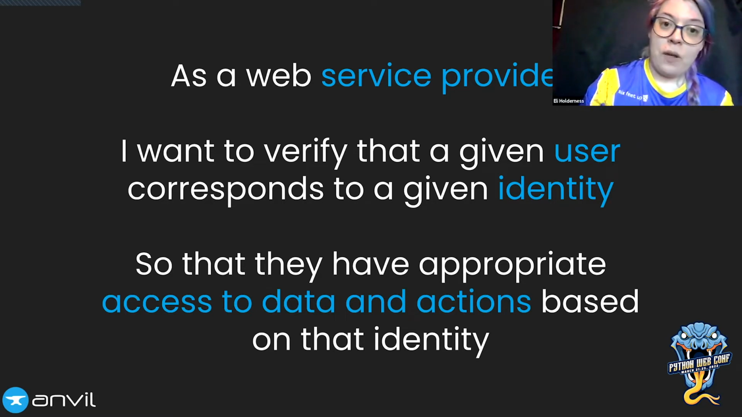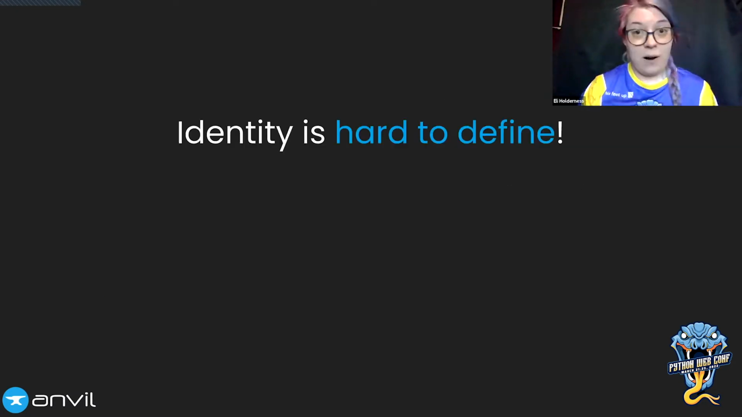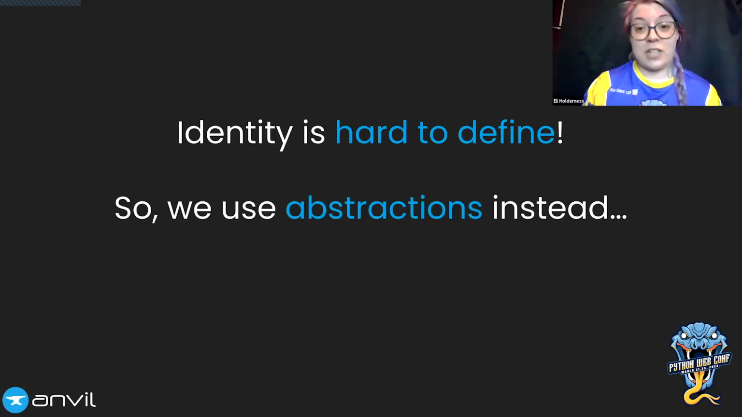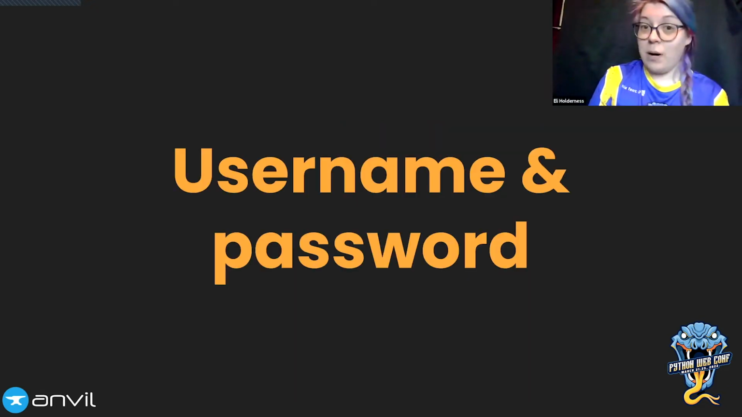So how do we do it? It turns out that identity is actually quite hard to define. What makes me different than somebody else is actually really difficult to pin down, even in person. Over the web, it's even harder. So what we end up doing is we use abstractions instead. So for example, knowledge of a secret password or access to a certain piece of hardware. And we equate these to identity. But these are only ever abstractions. They're only ever approximate, and sometimes they can fail. To take an example of this, let's look at an example that we're all familiar with: usernames and passwords.